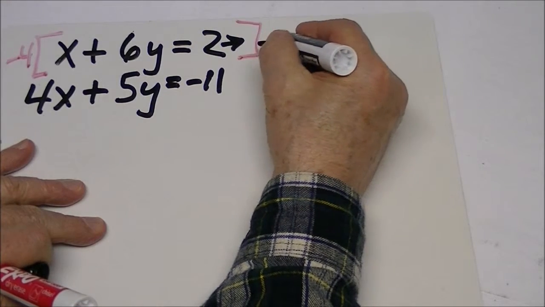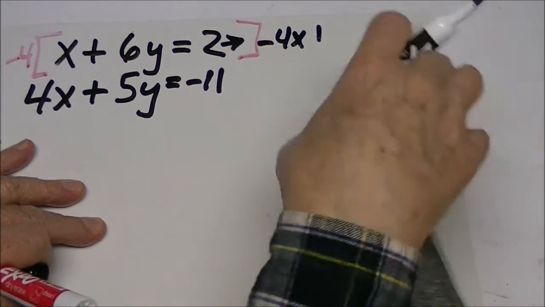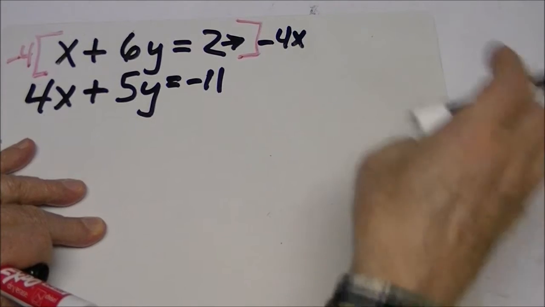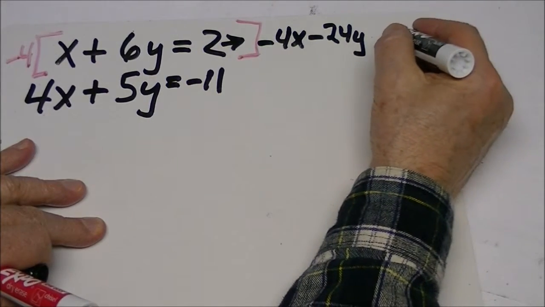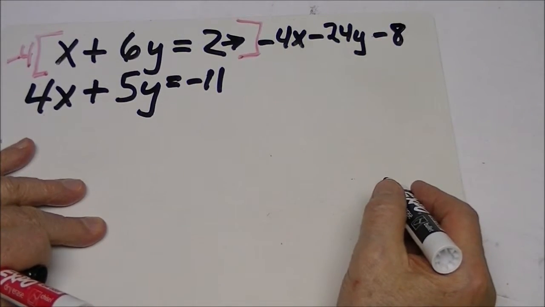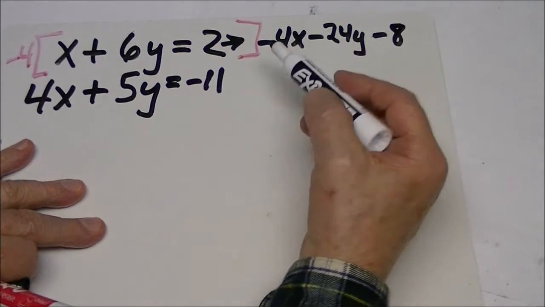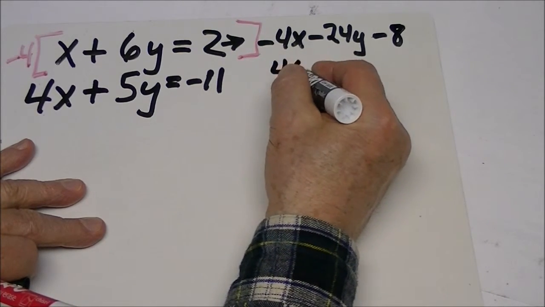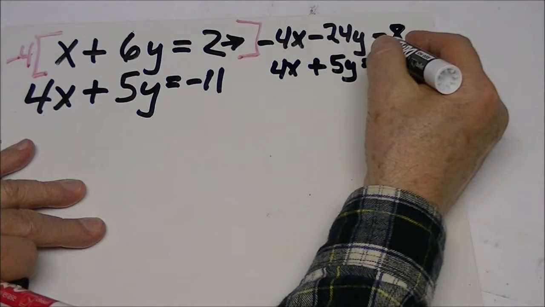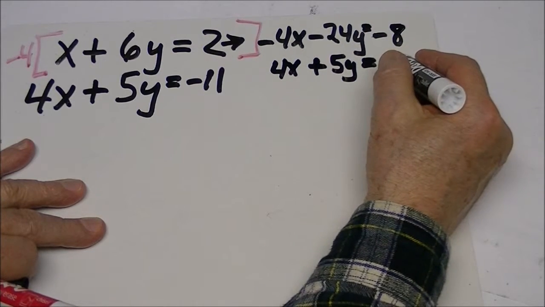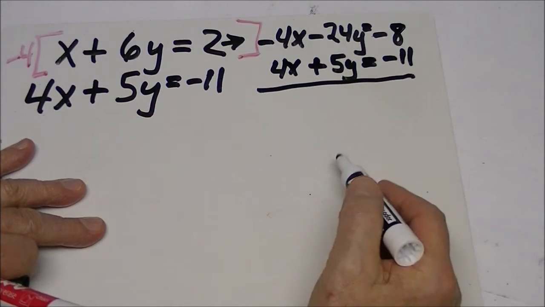This then becomes a negative 4x. This becomes a negative 24y. And this becomes a negative 8. So I'm just taking this negative 4 and multiplying it by each term. And now I just copy this second equation down, which is 4x plus 5y equals a negative 11. And I'm writing big so you could see it, but I'm running out of room a little bit, but that's okay.